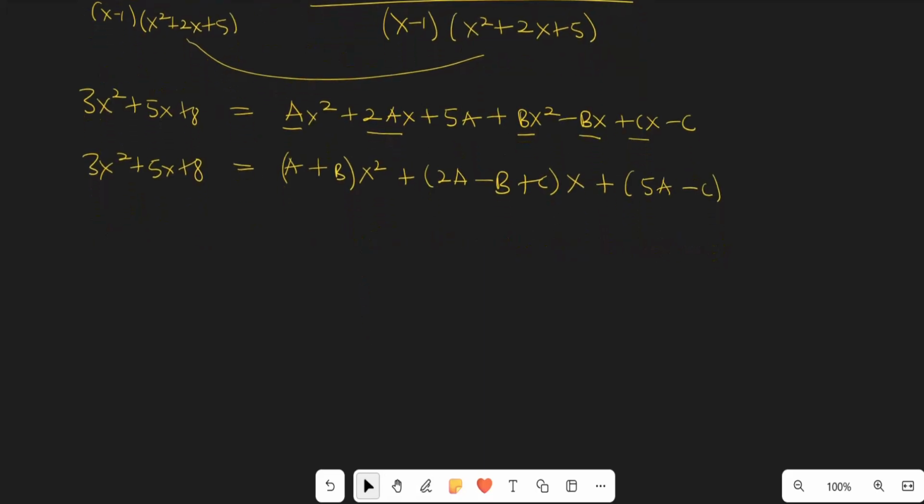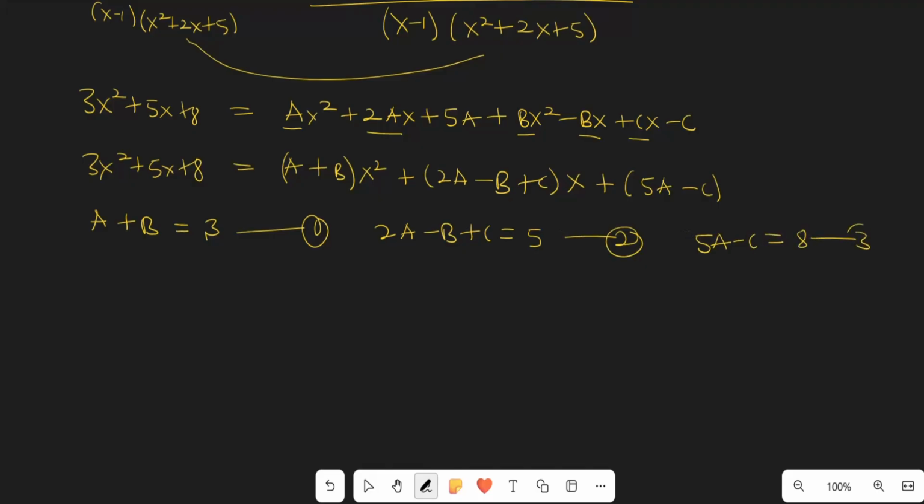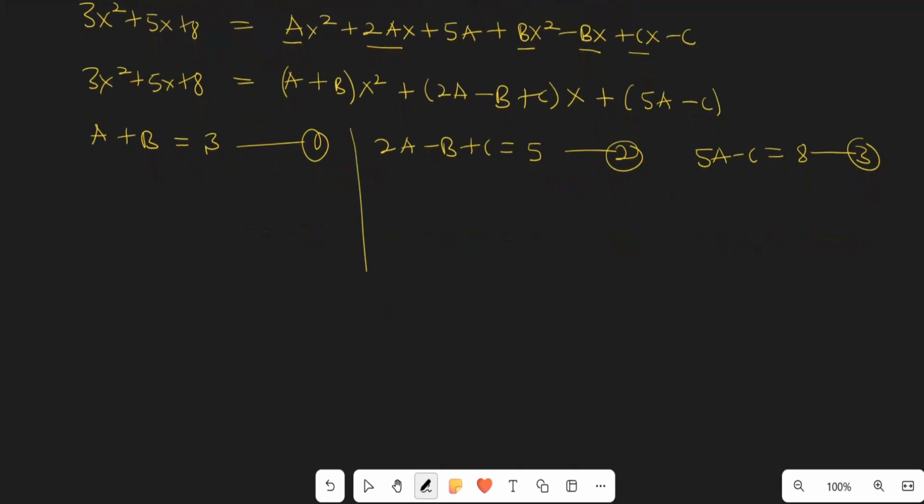So we can now compare our right hand side to the left hand side. A plus B, which is the coefficient of x squared on the right hand side, is equal to 3. That is equation 1. The x term is 2A minus B plus C, and that is equal to 5, the coefficient of x on the left hand side. That is equation 2. And the constant term, 5A minus C, is equal to 8, the constant term on the left hand side. We can call that equation 3. We are now going to solve these three equations simultaneously in order to find the values of A, B, and C.